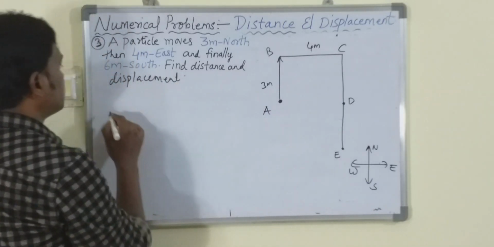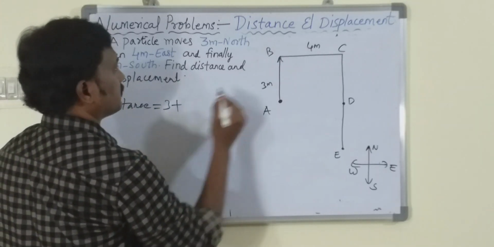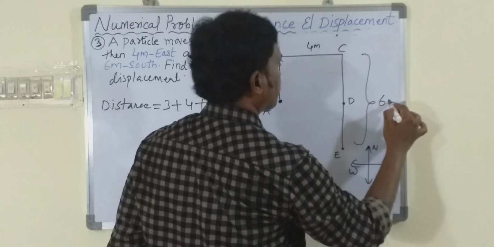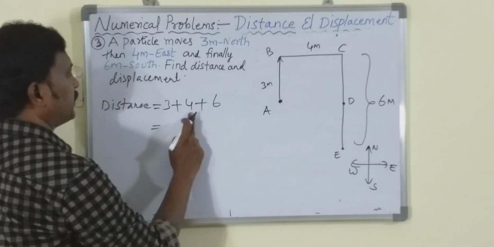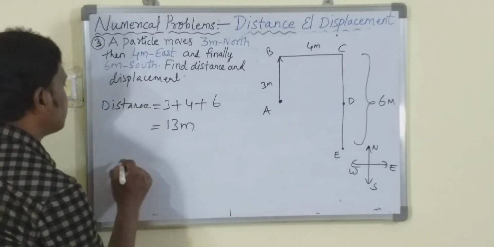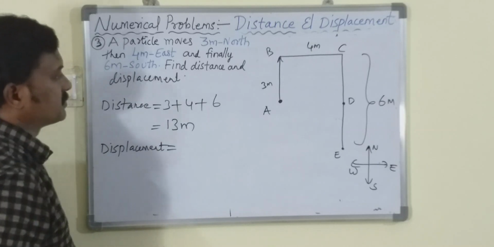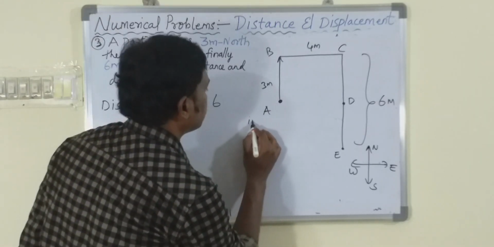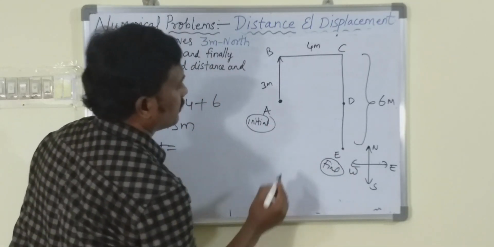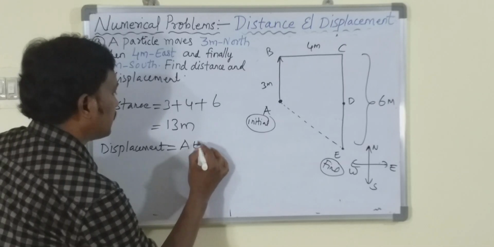Find distance and displacement. So what is distance? Distance 3 meters, 4 meters and total 6 meters. 10 plus 3, 13 meters. This is the distance. Now coming to displacement. What is the displacement? This is the initial and this is the final. So I'll just join this. So AE is the displacement.